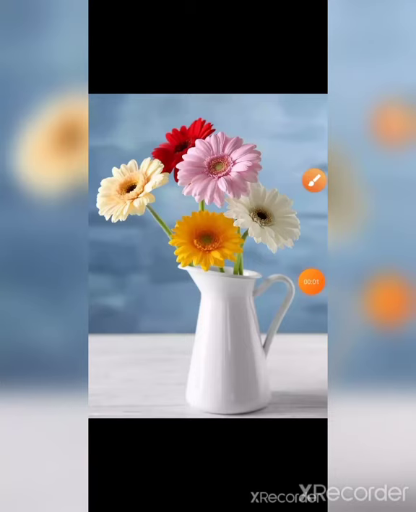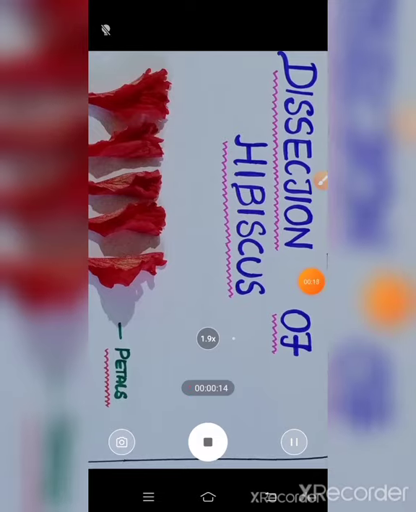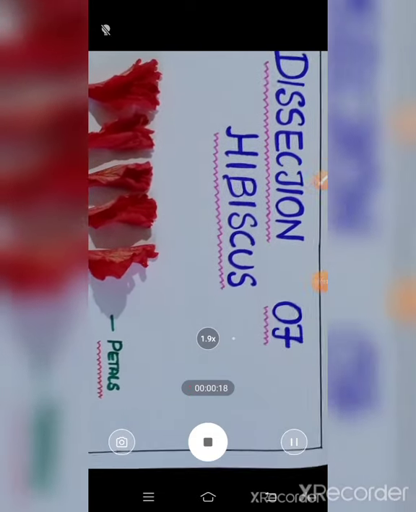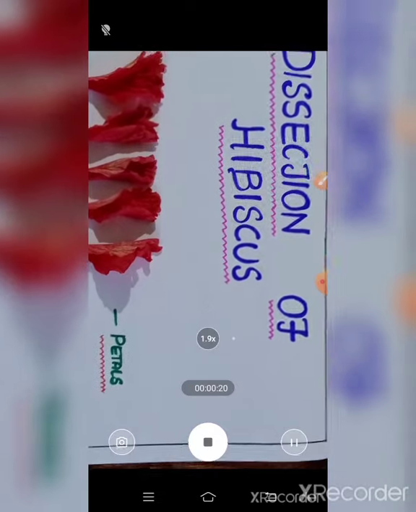So, this is how you all should do the experiment of dissecting a hibiscus. I hope you all would have enjoyed and understood the concepts clearly. Now, let's see the parts of the hibiscus that we displayed on the paper. Here I have attached the dissection of hibiscus.